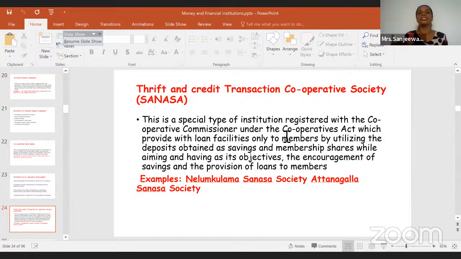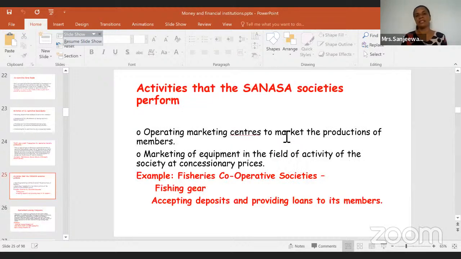Right, so normally they just go and deposit money there, at SANASA. Now examples: Nelum Kulama SANASA Society, Attanagala SANASA Society. In your areas also, you must have seen there are SANASA societies. Okay, so that's the Thrift and Credit Transaction Cooperative Society. Then, what are the activities happening there in SANASA societies?